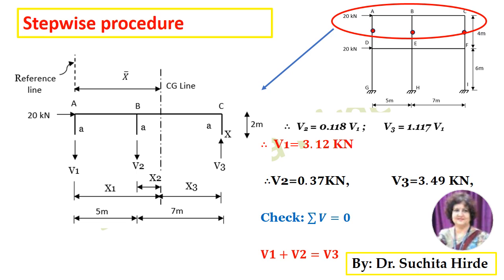After calculating the axial forces in the columns, you should always have the check, that is summation V is equal to 0. Total downward forces must be equal to total upward forces. So if you calculate V1 plus V2, you will get equal to V3.